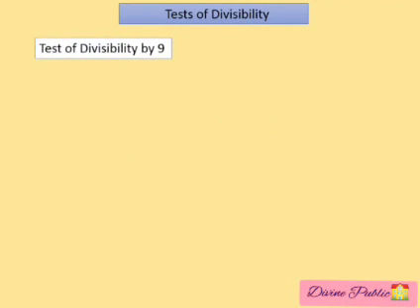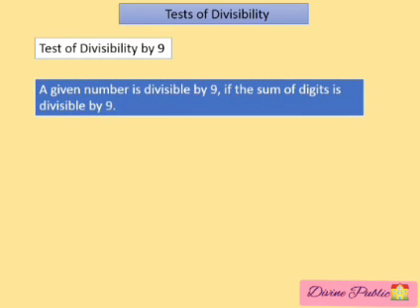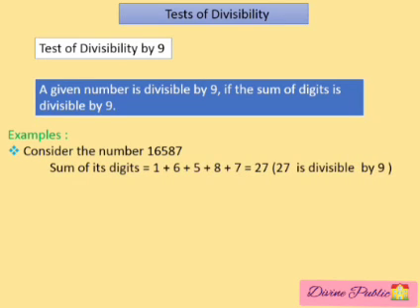Test of divisibility by 9. A given number is divisible by 9 if the sum of its digits is divisible by 9. For example, consider the number 16,587. Sum of its digits equals 1 plus 6 plus 5 plus 8 plus 7, that is 27, and it is divisible by 9. Therefore, 16,587 is divisible by 9.